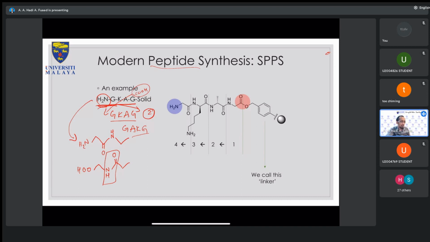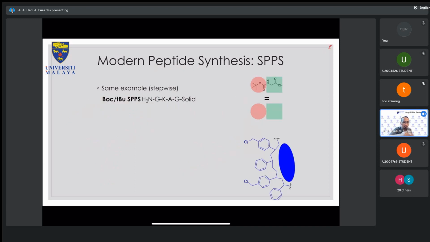Okay, so basically, this is just to show you, you have your resin, polystyrene, you have a linker in the middle there, and then what you do is you couple the first amino acid. Once it's completed, you move to the second one, then the third one, and then the fourth one. So this is why we call SPPS, solid-phase peptide synthesis, a stepwise synthesis, because you are doing it one amino acid after another. Okay, so this will be a bit more detailed example in terms of the steps.